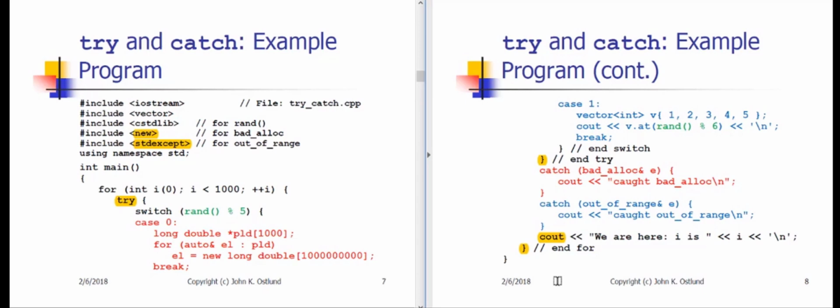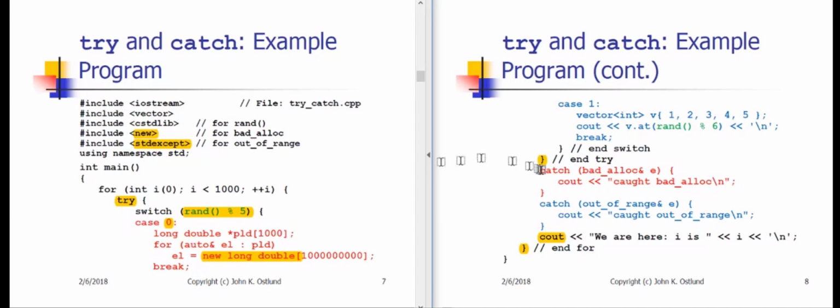So for the first time through the loop, we're going to try this switch statement. Switch is going to invoke the rand function. We're going to get the remainder after division by 5, so we're going to have some value, 0, 1, 2, 3, or 4, within the switch. If the value happens to be 0, which ought to occur approximately 1 time out of 5, then we're going to attempt to allocate 1,000 arrays of a billion long doubles. And that is simply not going to work. That's going to throw a bad alloc exception. So we pop out of the switch as a consequence of that throw.